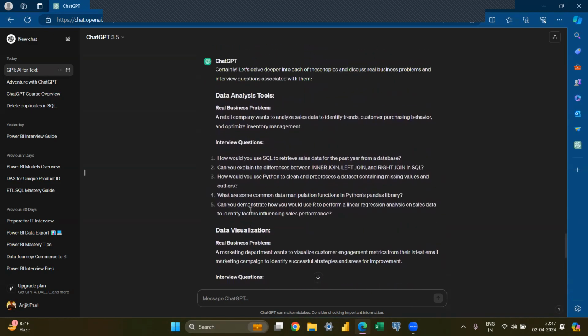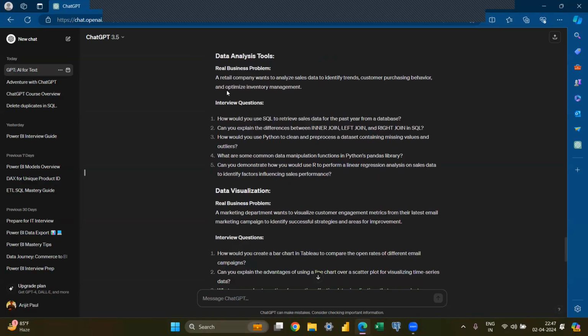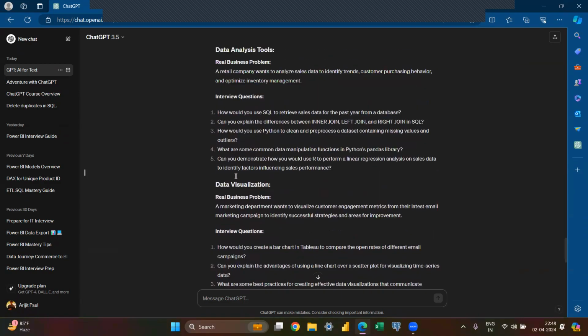Wow, it really gave us a real business problem. These problems are faced in the industry, and ChatGPT has been trained on that knowledge and knows how to deal with such situations. Here, a retail company wants to analyze sales data to identify trends, customer purchasing behavior, and optimize inventory management. It also gave us 5 sample interview questions to practice.